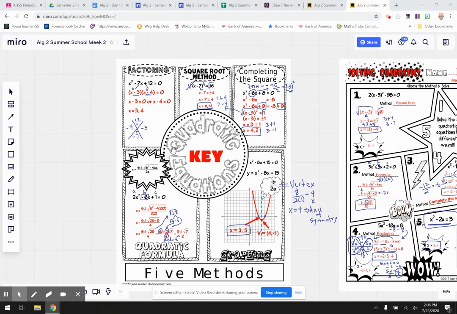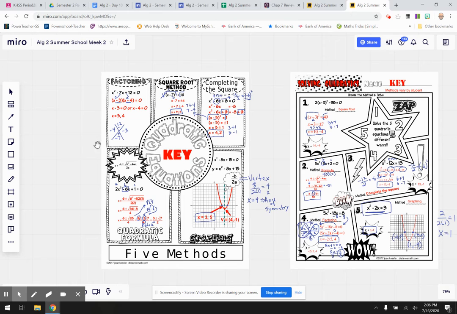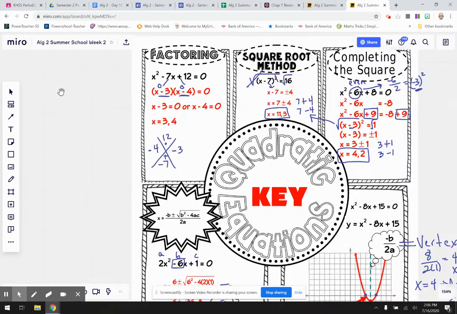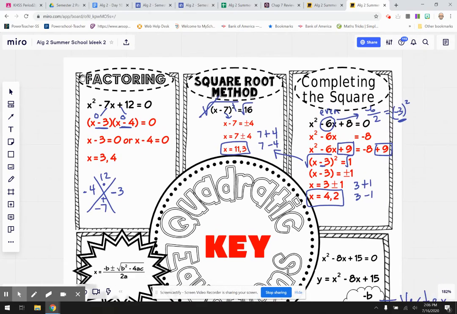We started Chapter 3 with quadratic equations, with a little doodle notes here. It's 5 methods of solving quadratics. So we learned 5 different ways, and you'll see all of them on the quiz, or as many as you need. Factoring is listed first. It's probably the most common. When you see a quadratic, you've got a little x squared.